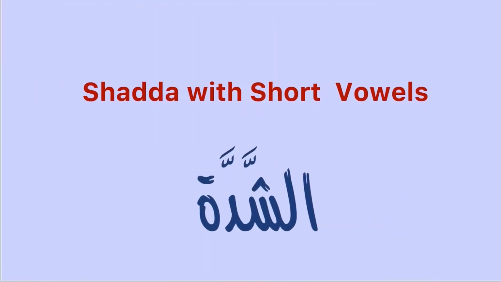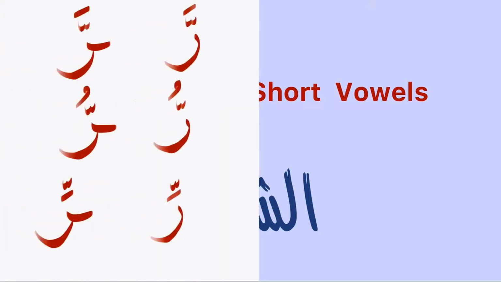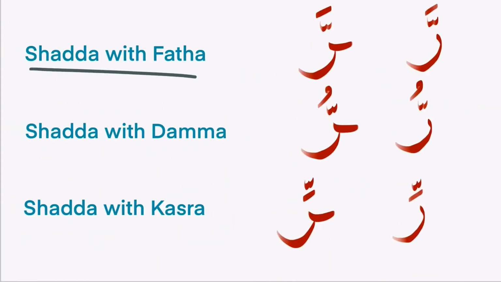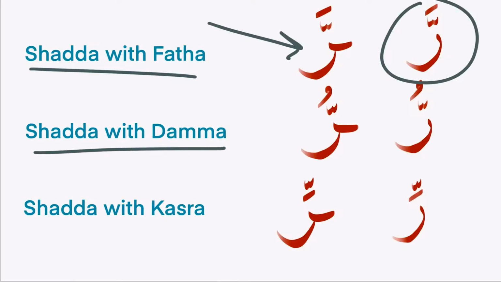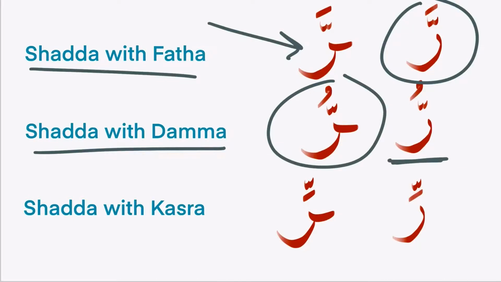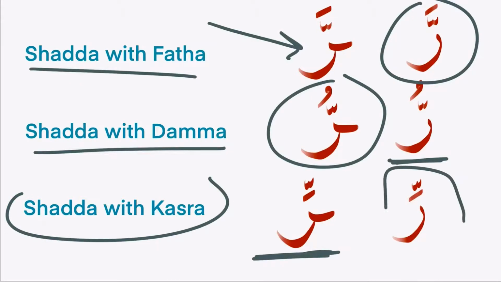In the following session, we'll be dealing with the shadda with short vowels, meaning shadda with fatha or shadda with dhamma or shadda with kasra. Remember, you do not incorporate a sukun or stop sign with a shadda. Let's go there. Shadda with fatha, ra. Shadda with dhamma, ru. Shadda with kasra, ri. Let's practice.